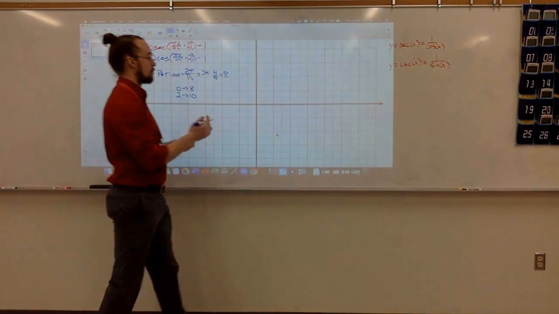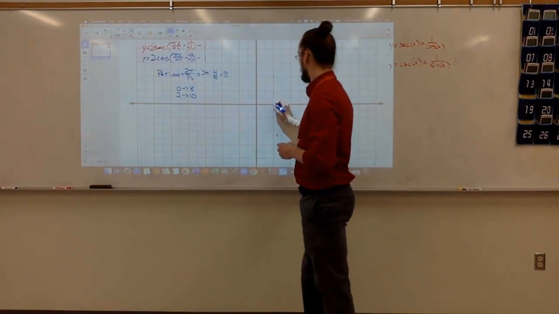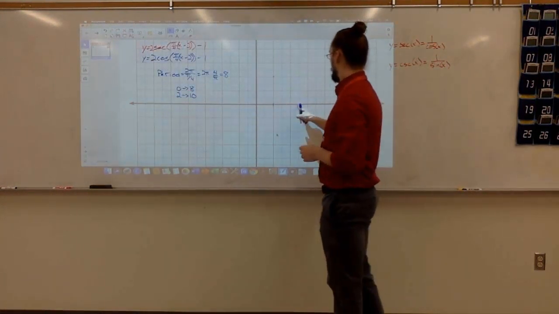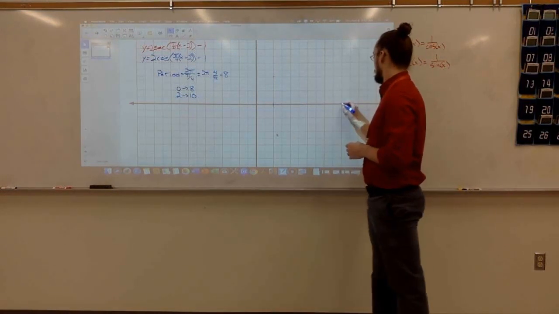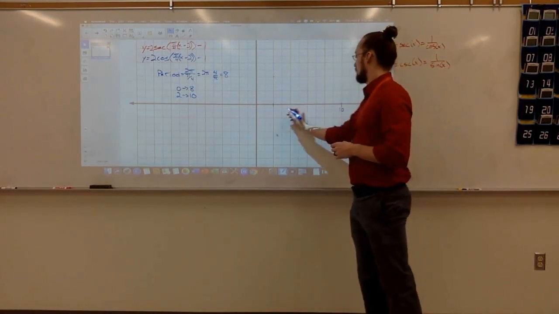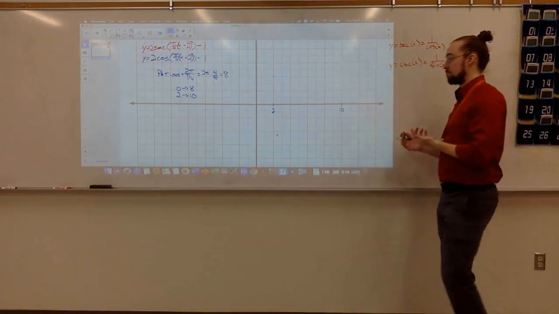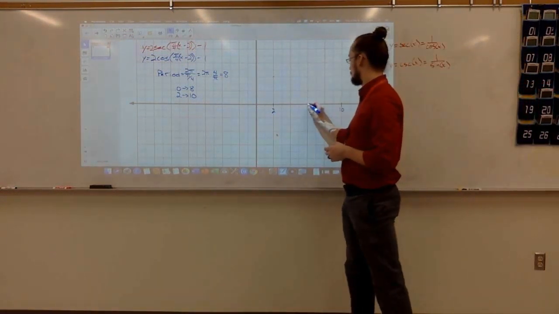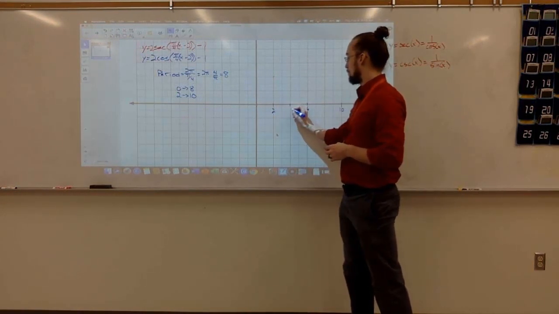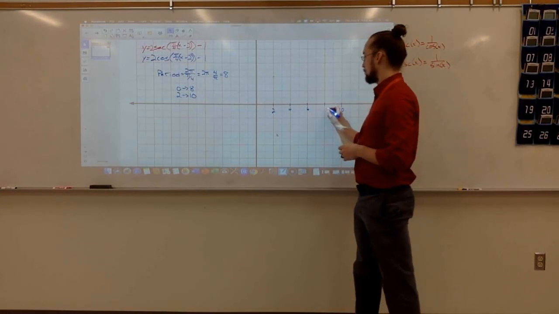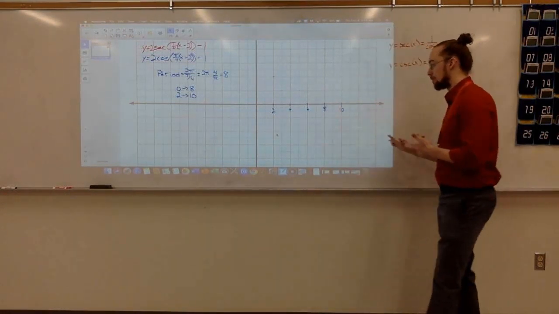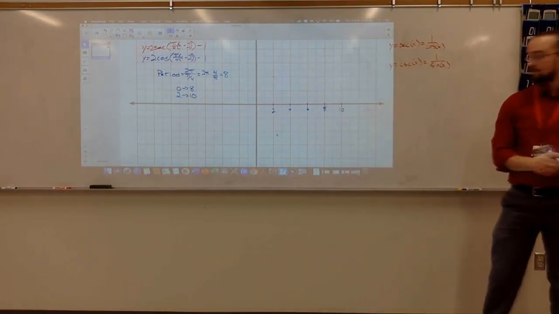So we can mark those points here: 2, 6, 10. I want to find the quarter marks, so halfway in between 2 and 10 is 6. Halfway in between 2 and 6 is 4. Halfway in between 6 and 10 is 8.